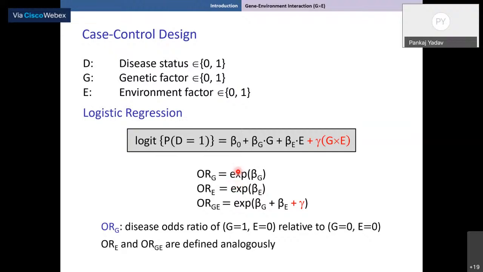So for example, if we take the exponential of beta g, that gives us the odds ratio for the genetic factor. So basically ORG here is the disease odds of individuals which have only the genetic factors relative to those individuals which do not have any of the factors. So that gives us the odds ratio for the genetic factor. Similarly, we can define ORE and ORGE. By just doing some manipulations, we can estimate the gamma from this expression.